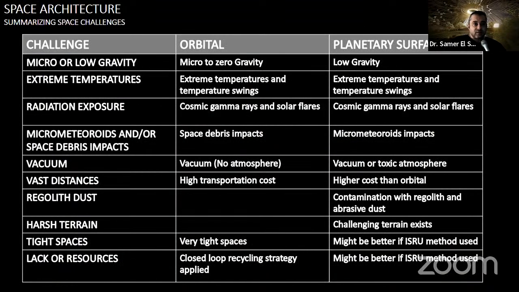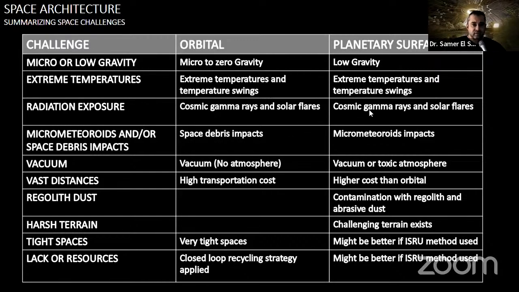So this is the summary, just to point out the differences between orbital architecture and planetary surface architecture. For microgravity, we have micro to zero gravity on the orbital, of course, but on a planetary surface, it's also part of the problem. It's a partial problem. We have just low gravity. On the Moon, it's 16.8% of the gravity of Earth, and on Mars, it is 38% of the gravity of Earth. But in orbit, of course, it is much more severe because we are almost in free fall or zero gravity. The extreme temperatures and temperature swings exist in both.